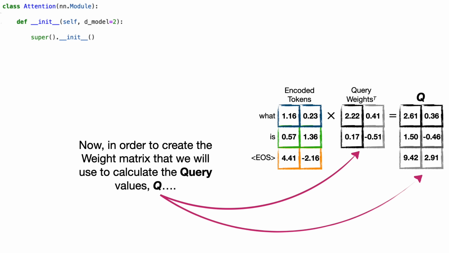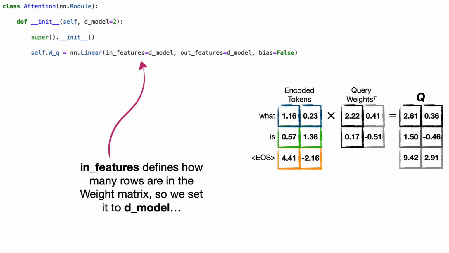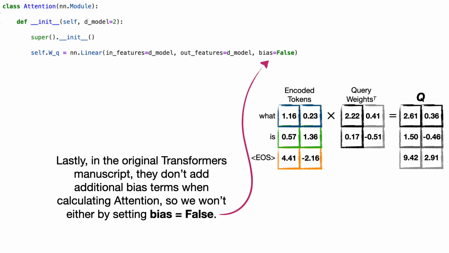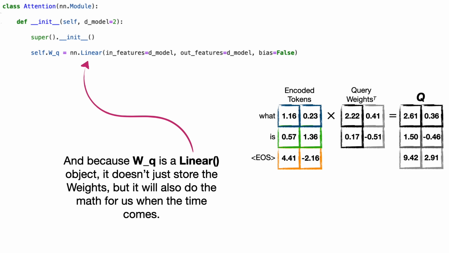Now, in order to create the weight matrix that we will use to calculate the query values, Q, we will use nn.Linear, which will create the weight matrix and do the math for us. In features defines how many rows are in the weight matrix, so we set it to dModel. And out features defines the number of columns in the weight matrix, so we set it to dModel as well. Lastly, in the original Transformers manuscript, they don't add additional bias terms when calculating attention, so we won't either by setting bias equal to false. As a result, we end up with an object we're calling WQ, with the currently untrained weights needed to calculate query values. And because WQ is a linear object, it doesn't just store the weights, but it'll also do the math for us when the time comes.